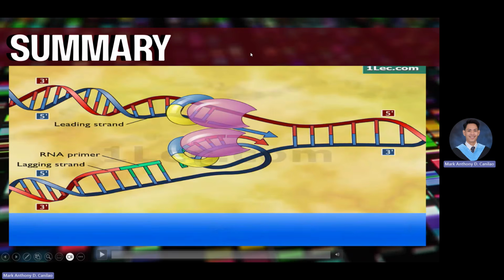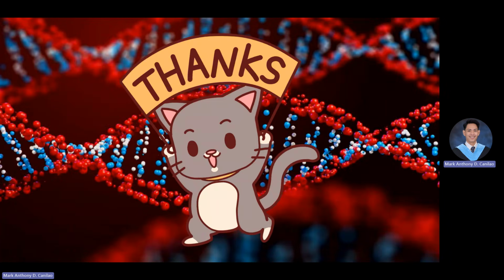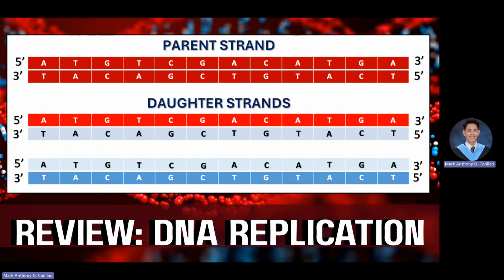So again, this marks the end of our discussion. I hope you were able to understand our session for today. So these are the parent strand, and also the daughter strand that we have manufactured. So at the end of the day, in DNA replication, we have two identical daughter strands similar to the parent strand. Okay, so this is the end of our session.